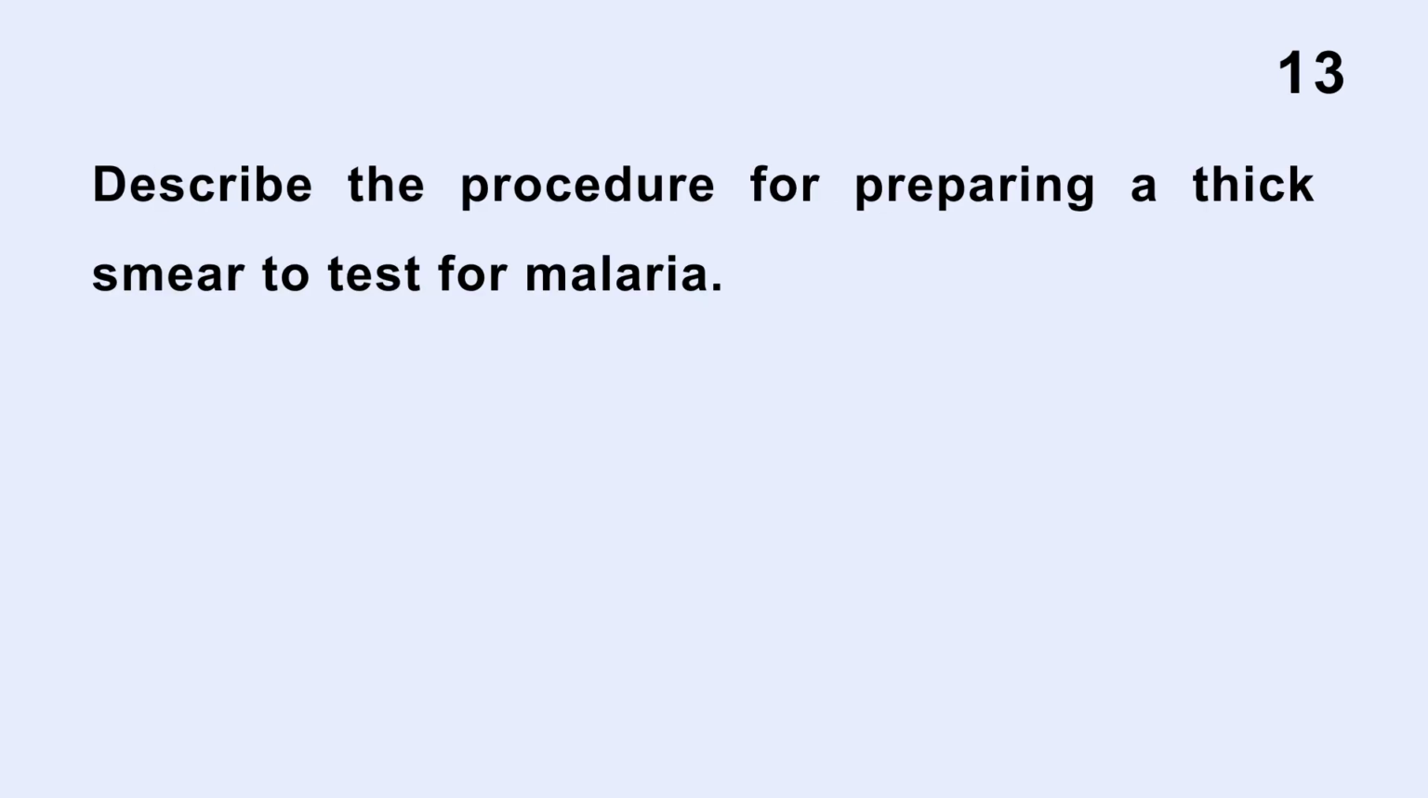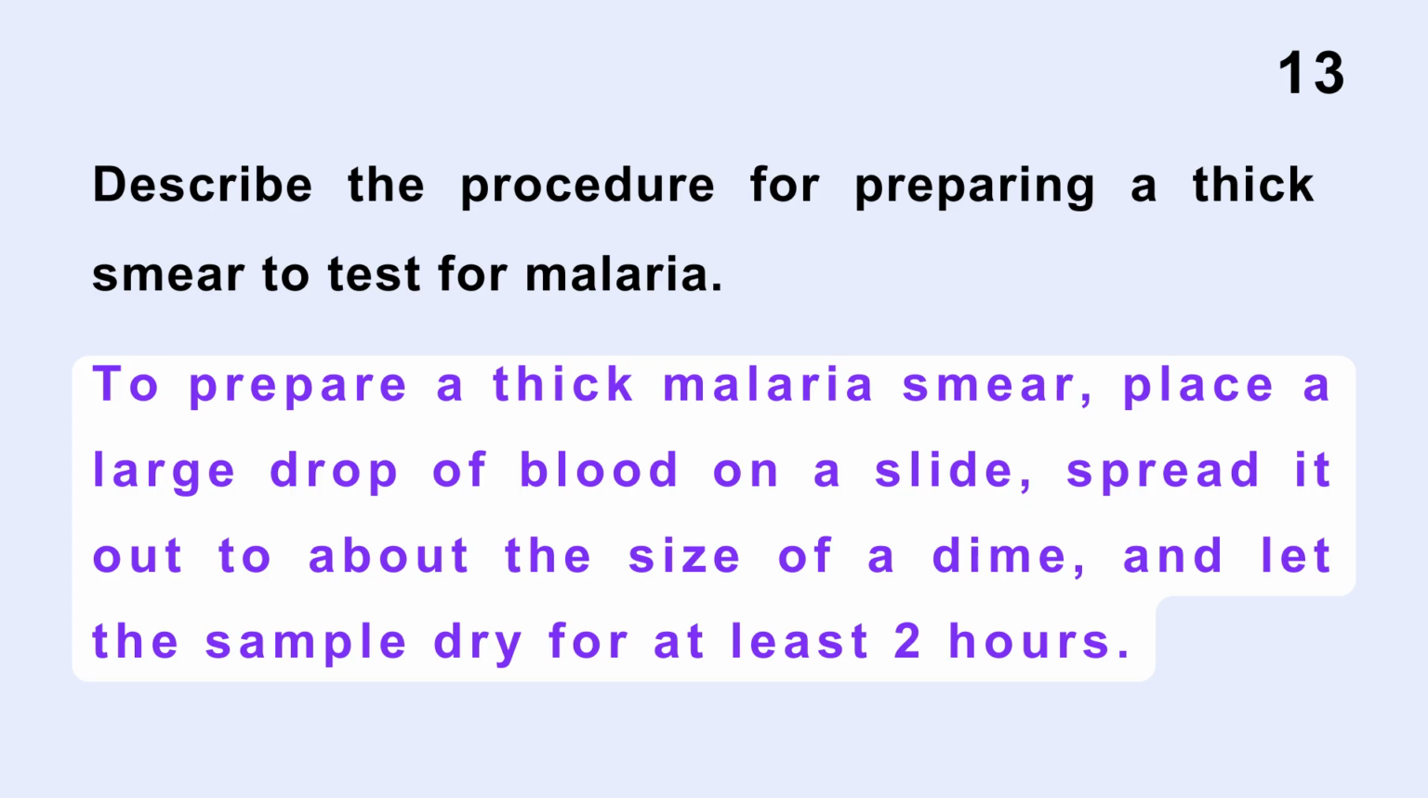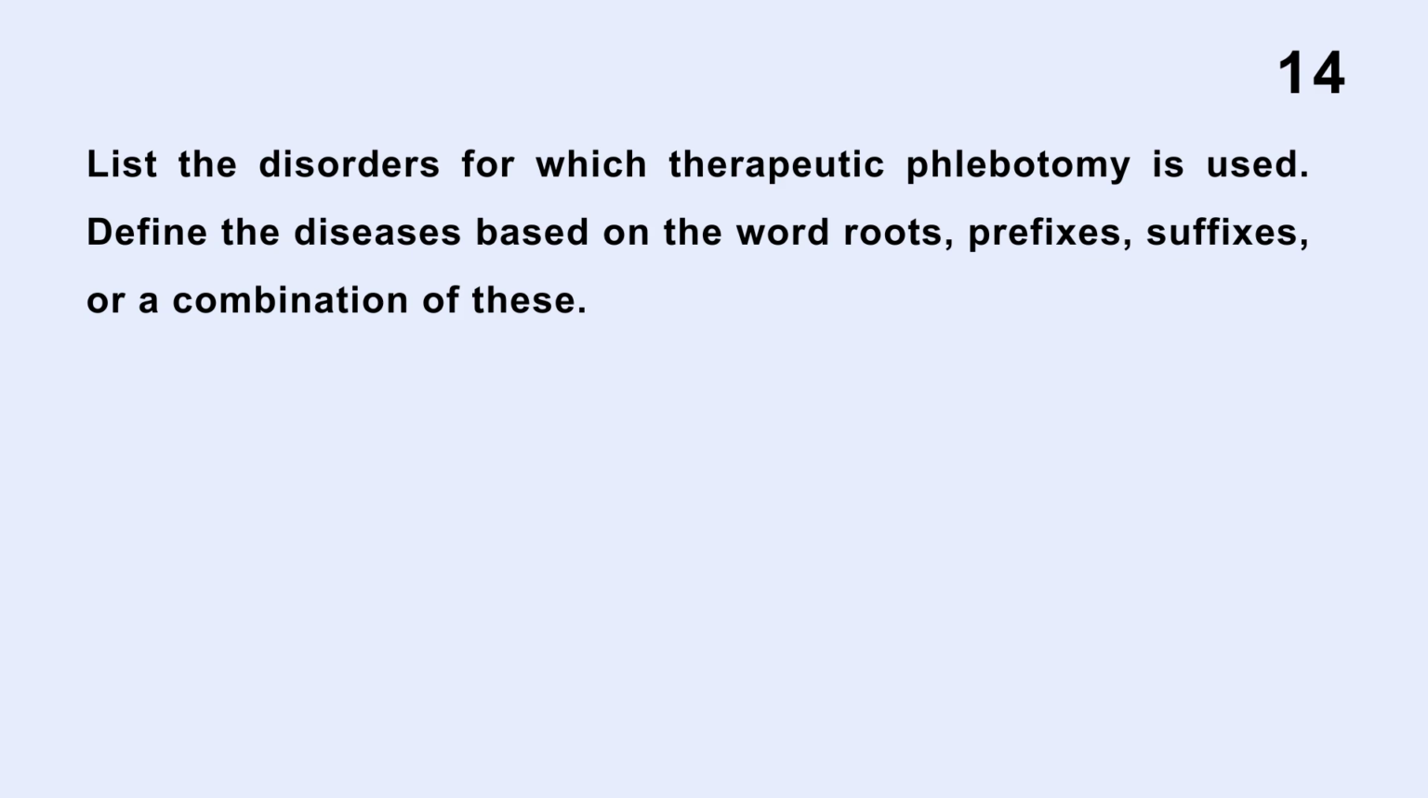Number 13. Describe the procedure for preparing a thick smear to test for malaria. To prepare a thick malaria smear, place a large drop of blood on a slide. Spread it out to about the size of a dime, and let the sample dry for at least 2 hours. Number 14. List the disorders for which therapeutic phlebotomy is used. Define the diseases based on the word roots, prefixes, suffixes, or a combination of these.